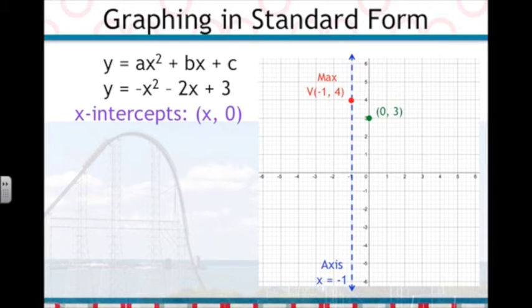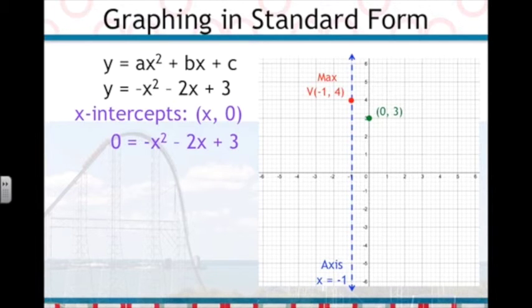Finally, we need to find the x-intercepts. The x-intercepts are points on the x-axis, so the y-coordinates equal 0. To find the x-intercepts, or zeros, we substitute 0 in for y and solve for x. The equation we get, 0 equals negative x squared minus 2x plus 3, is a quadratic equation, and we could solve it by factoring or by the quadratic formula. This one is pretty easy to factor, so we'll do it that way this time.